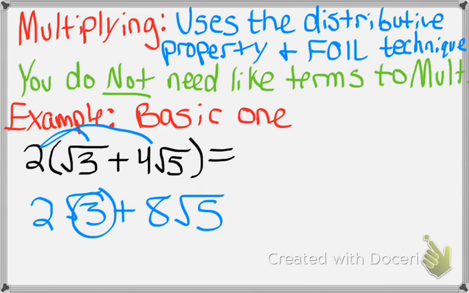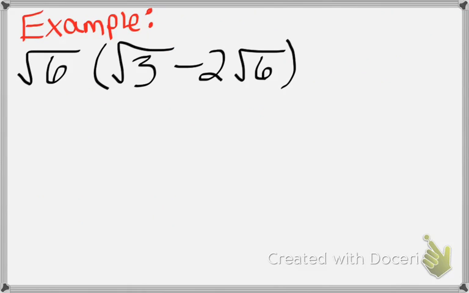Now, you could go ahead and check to see if these were like terms, and you could combine them, but if they were like terms, most likely these would have been, so we would have combined them first. But either way, this is your answer. 2 square roots of 3 plus 8 square roots of 5. That is your final answer to this question. That was a basic one, using the distributive property. Feel free to try this example yourself.